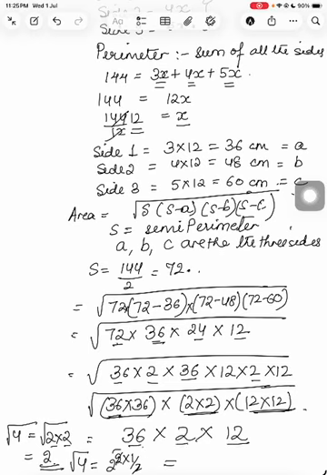So 36 into 2 into 12 becomes 864. This is the area, so it becomes centimeter square. Fine. Thank you.